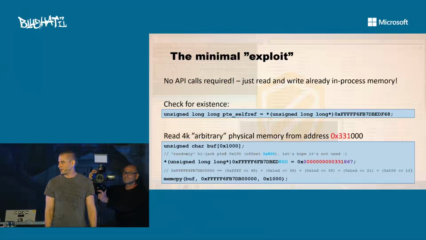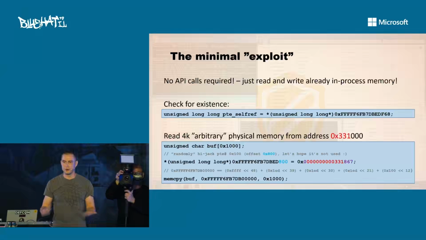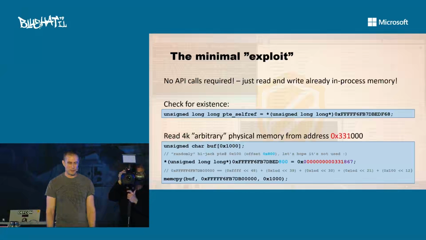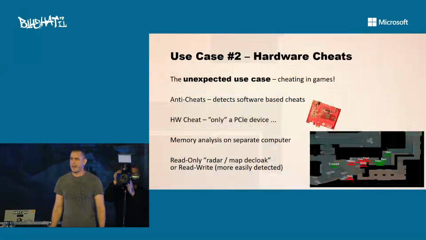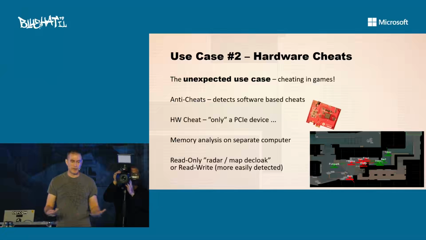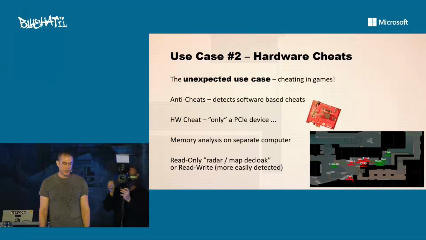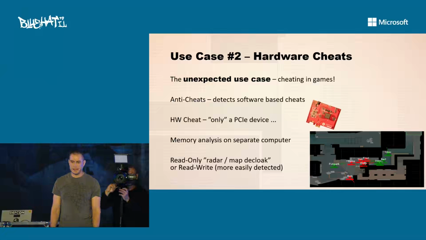So I didn't even need to do any API calls for it, just insert a page table entry already mapped in process memory and read arbitrary physical memory. Another use case that I didn't expect at all myself, it was something I became aware of last summer. It was cheating in games.